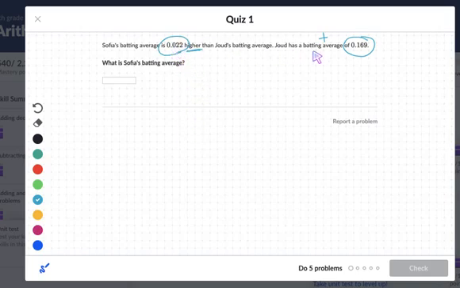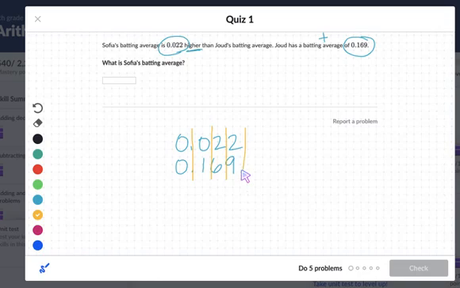Remember, we want to line up our place values, and we want to use the decimal point as kind of the boundary. So we're going to add up Sophia's, and we're going to add up Jowd's. Jowd has 0.169. So I'm making sure that my decimal point is lined up, my tenths are lined up, my hundredths, and my thousandths. Because when we're adding, we want to make sure we're adding the thousandths to each other, the hundredths to each other, and the tenths to each other.